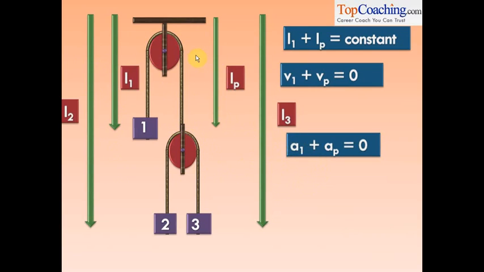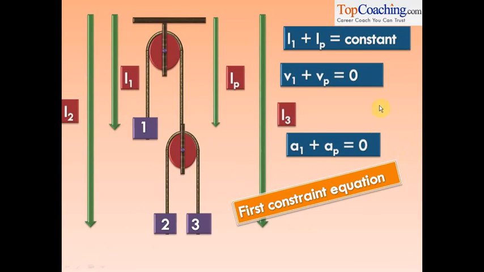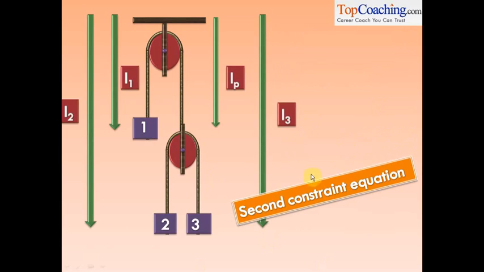In this case, do remember that a1 represents the downward acceleration of mass 1, because the acceleration will be in the same direction as the position vector of mass 1, isn't it? We are differentiating the position vector to get the velocity and acceleration. So a1 represents the acceleration of mass 1 downwards, and ap represents the acceleration of the movable pulley downwards. So a1 is minus ap. Now this is the first constraint equation here.